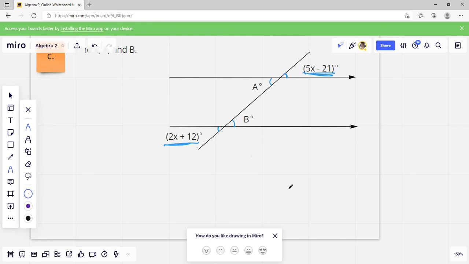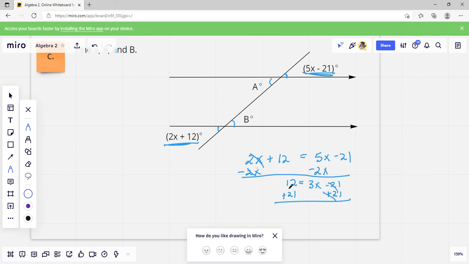So if we said 2x plus 12 equals 5x minus 21. That's our equation. So now we just have to solve for x. Alright, so I'm going to do minus 12. Actually, I'm going to try to avoid having a negative x. I'm going to do minus 2x on both sides to get my x's together. 12 equals 3x minus 21. Now I'm going to add 21.